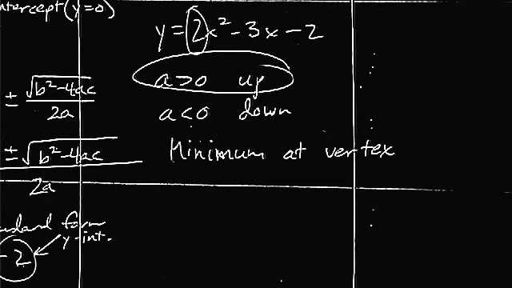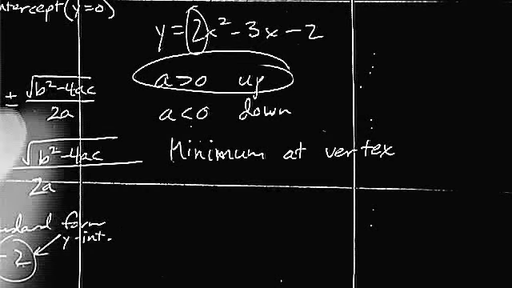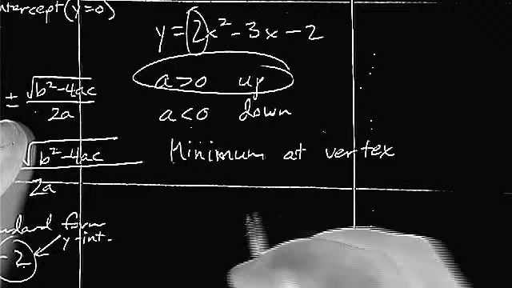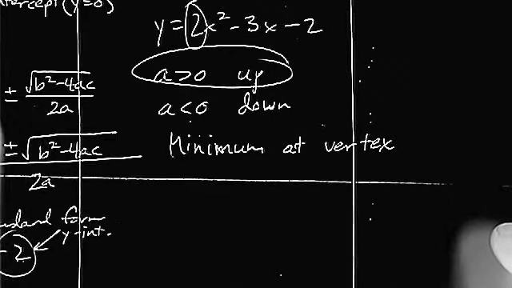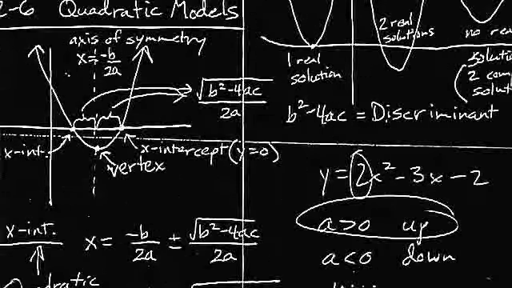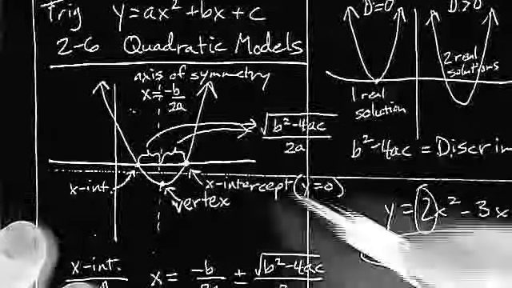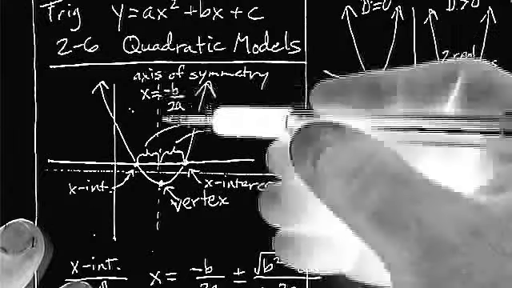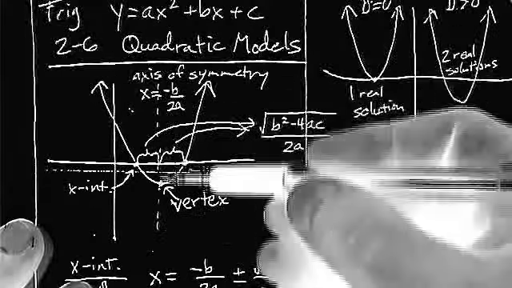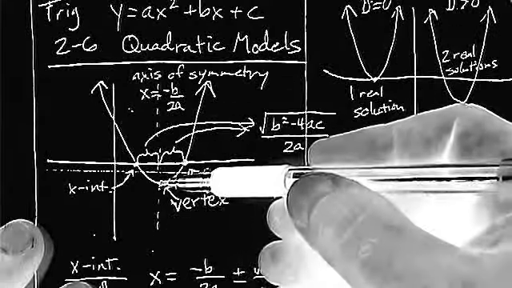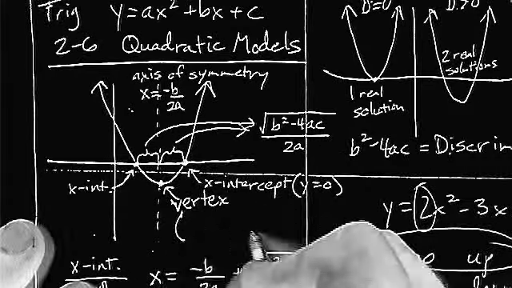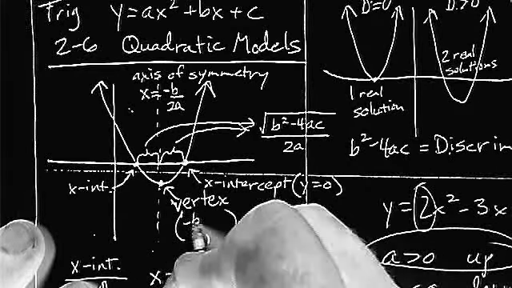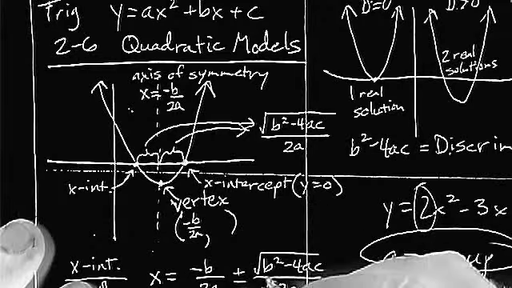So we've got this parabola opening up. We're trying to find the vertex. Take a look at my picture here. Go back to the original picture. The axis of symmetry goes right through that vertex. So the x value for the vertex will be the opposite of b over 2a.